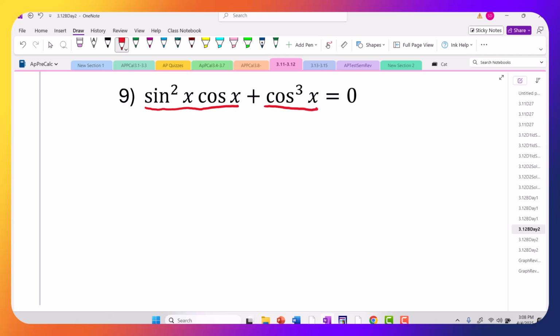2 terms. Both terms have this name in them. So therefore I can take out a GCF. You're going to love this. I was kidding about hating math. I love math.